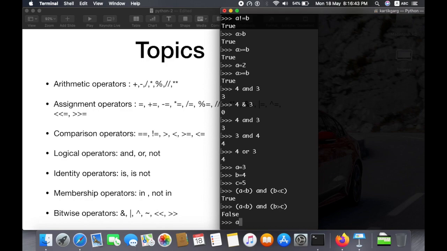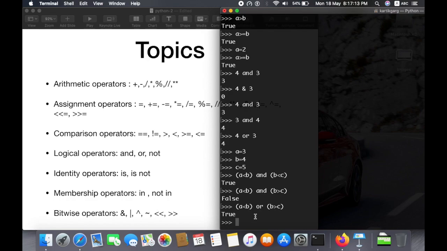And if we talk about OR operator, it checks for any of the two operands to be true. If any of the two are true, then the output would be true despite one of them being false. Like in this case, a less than b is true, but b greater than c is false, but the output would be true because it checks only for one to be true, that is this one is true.